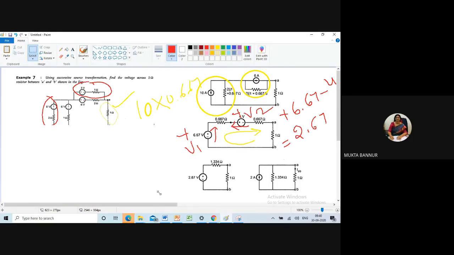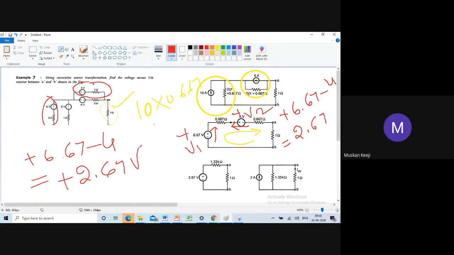See, this is 6 point positive sign, 6.67 minus 4. What's the answer? 2.67, ma'am. Right? Then how should I put that equivalent voltage source in a circuit? Here, this solution has resulted with a positive sign.